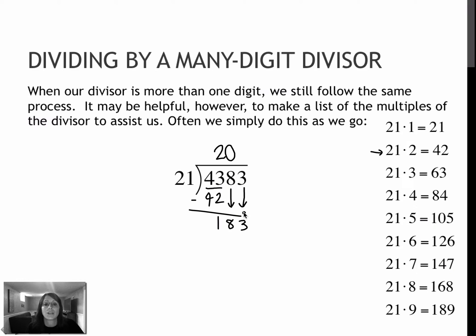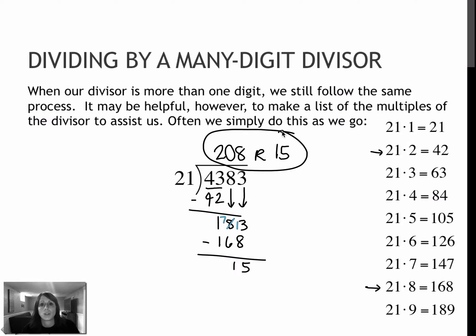But I can go ahead and bring down that 3 and say 21 goes into 183, and again it looks like 8 times, so 21 times 8 is 168, and then I would subtract as always. Again, you can borrow. So 13 minus 8 is 5, 7 minus 6 is 1, so it looks like I have a remainder here of 15, so that would be my solution.